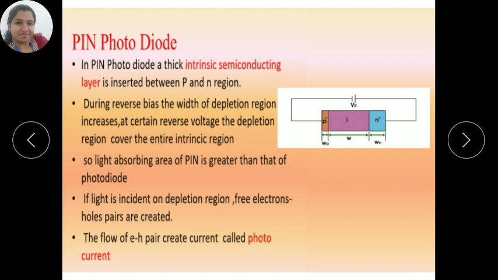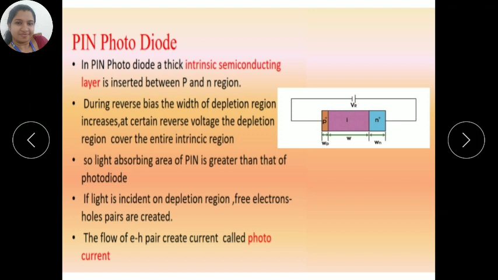If light is incident on the depletion region, what happens here? Immobile charges are there. That light energy is absorbed by the immobile charges. So a free electron is generated. If a free electron is generated, a hole is also generated in the depletion region. Then holes move towards the negative terminal and electrons move towards the positive terminal. Hence a reverse current flows through the circuit. The flow of these electron hole pairs creates current that is called photocurrent. So this is the working of pin photodiode.